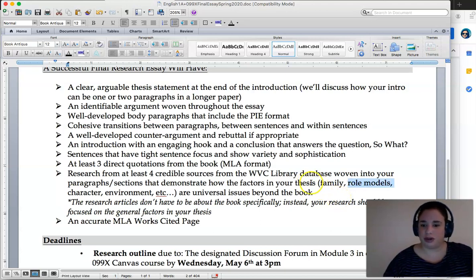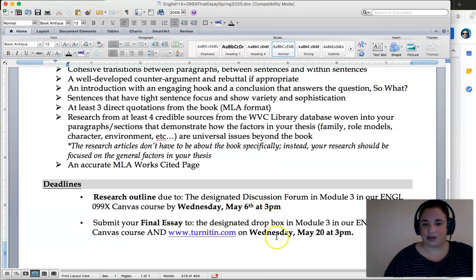And so this is what we're going to be talking about in the research orientation, is how do you start to weave in research to your essay. So I would say sort of hold off on worrying about that until April 27th. That's when we're really going to learn how do you do research and how do you weave it in to your essay in a meaningful way. And then these are the deadlines that we talked about.